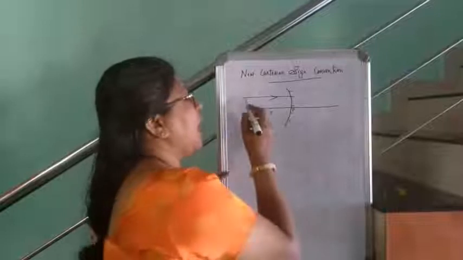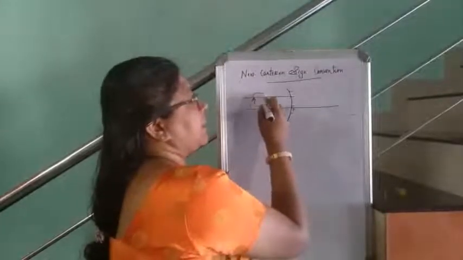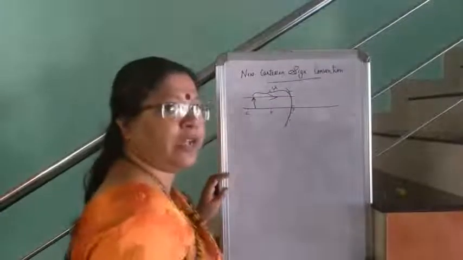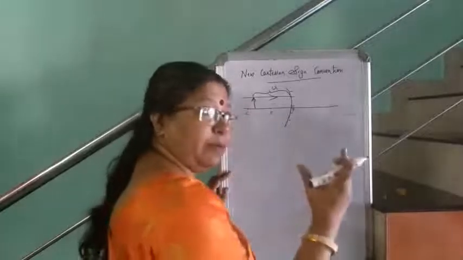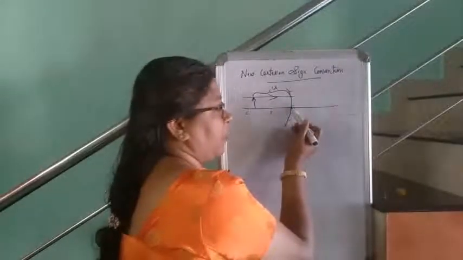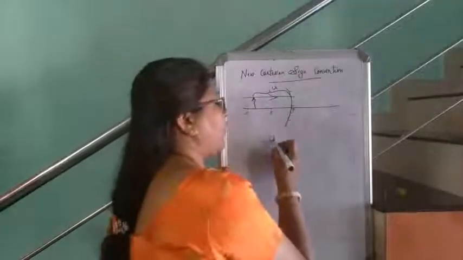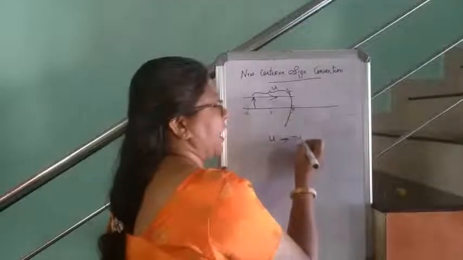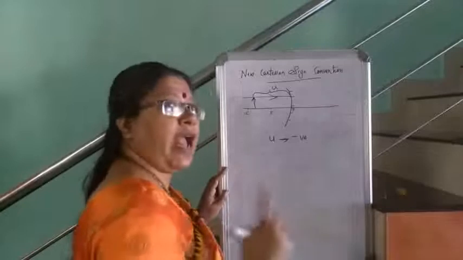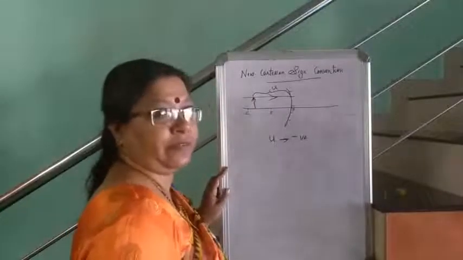Suppose an object is kept here. The distance between the object and the mirror is U, and it should be measured from the pole. So U is always negative, in the case of a concave mirror as well as a convex mirror.